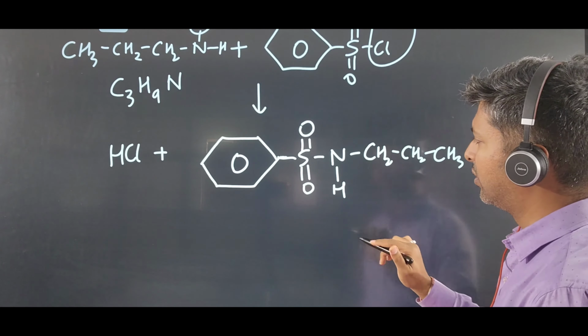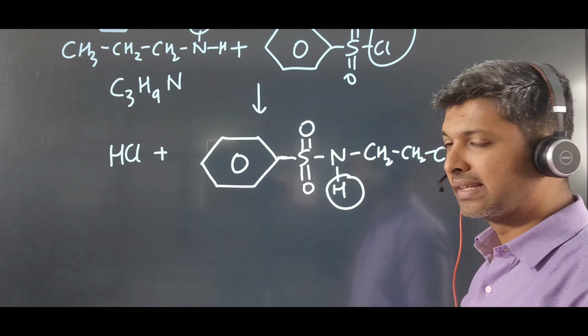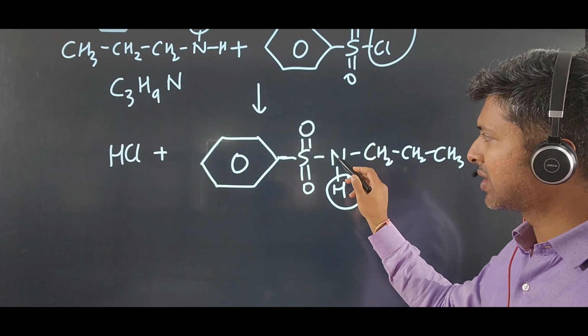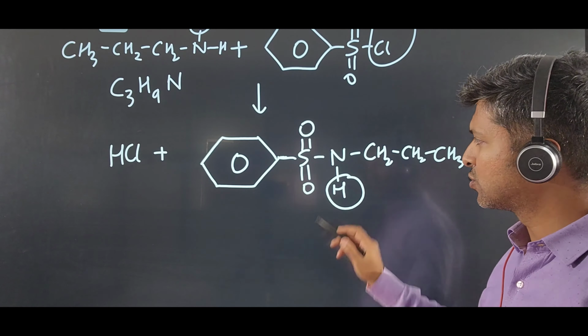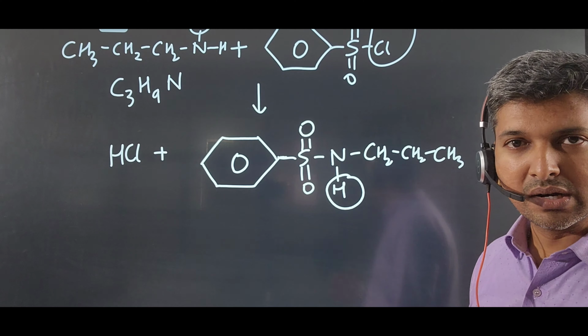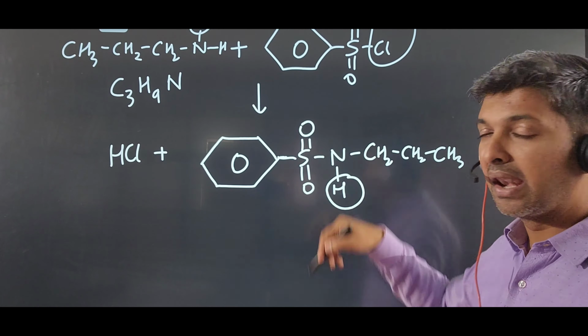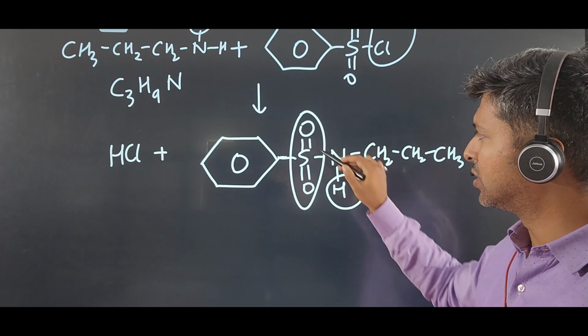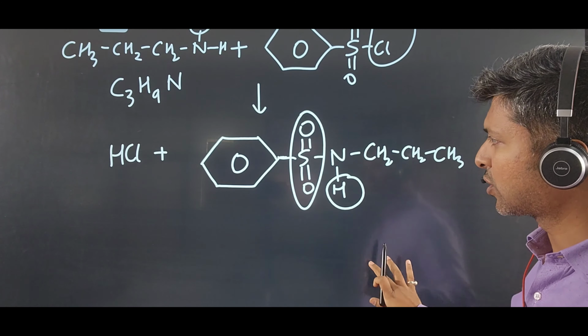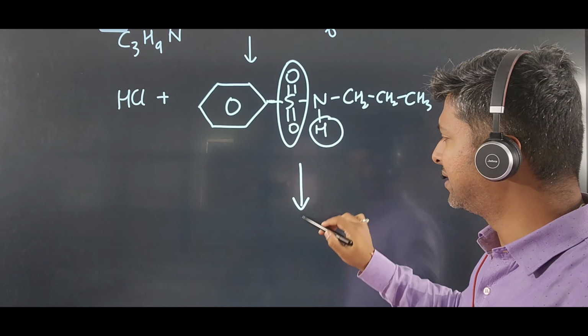Okay. Now here we are having an acidic hydrogen. Why is this acidic? Because nitrogen is getting polarized. Nitrogen is getting attracted by one of the world's strongest electron withdrawing groups. Due to this, the nitrogen gets polarized, it pulls electrons from hydrogen, and hydrogen can be released easily.